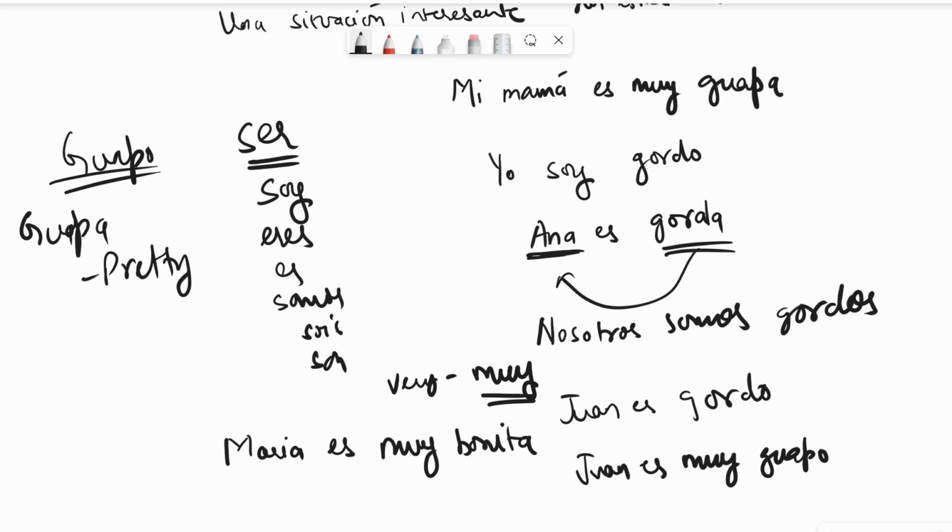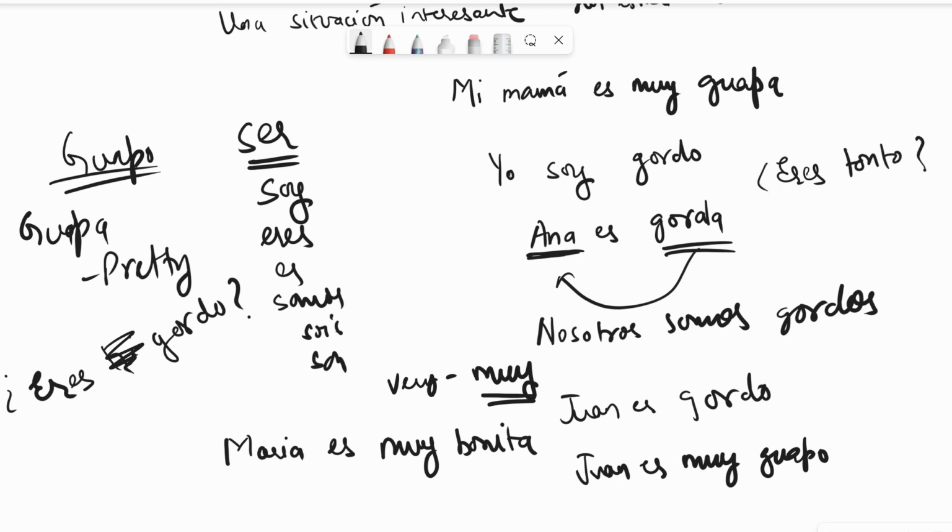If I wanted to say, are you fat? That is kind of a stupid question to ask somebody, and it's kind of mean as well. If you're asking somebody, are they fat or not, unless you have never seen them and you've only talked to them through chat messages or something. In that case, you will say eres tu gordo, or you can omit this too. You can just say eres gordo. If I wanted to say, are you stupid? Eres tonto. Tonto is stupid, right?